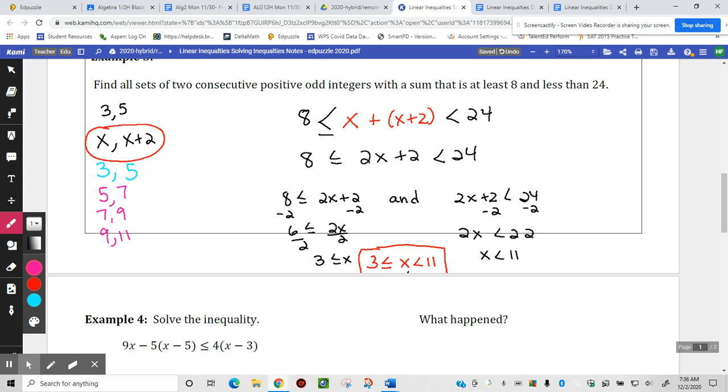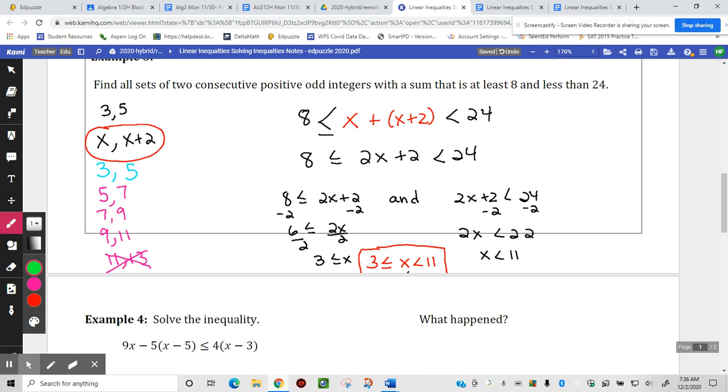Yes. Right? Why can't I use 11 and 13 though? Why is that not an answer? Well, because x is less than 11, so it's not a possibility here. All right, so it has to be less than 11, so it could only be 9. That would be my last choice.